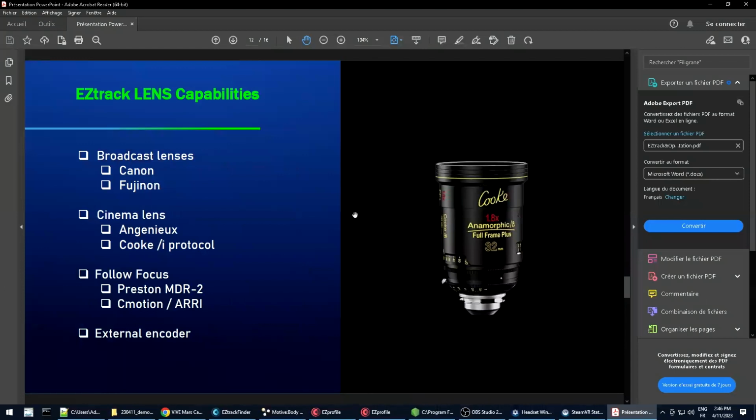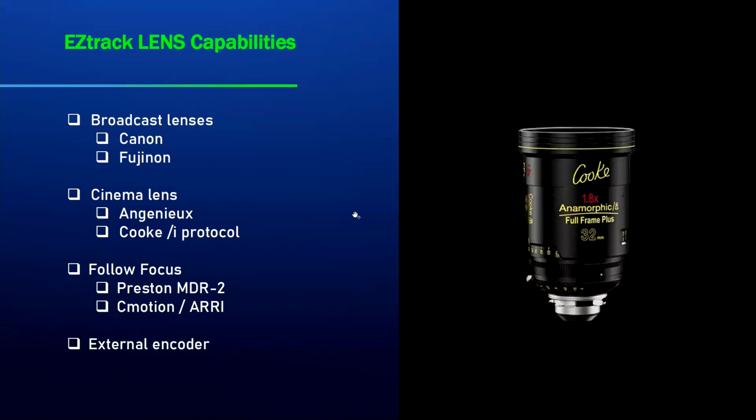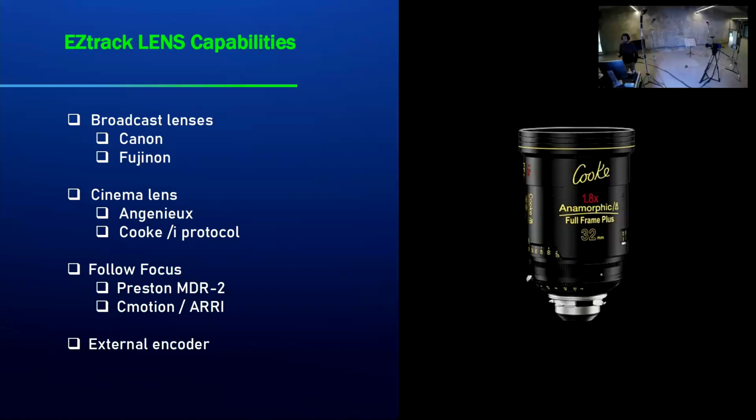And then we also have some compatibility with cinema lenses. For instance, Ingenieux and the Cooke /i protocol lens. So you can see on the side, this is an anamorphic lens from Cooke. The good thing about Cooke, it doesn't give you only the zoom and the focus. It also gives you all the parameters about the anamorphic distortion, stuff like that. So we have the protocol, so we can talk with this kind of lens. And for now, we are the only ones to do that.